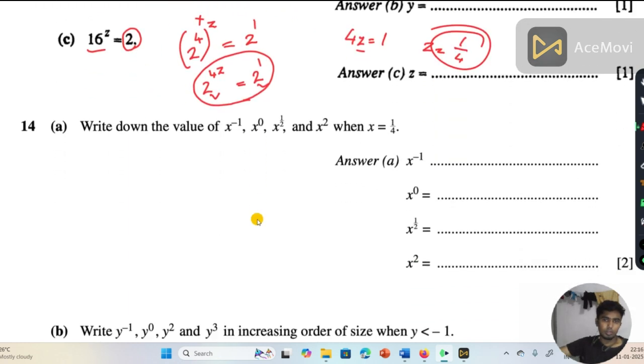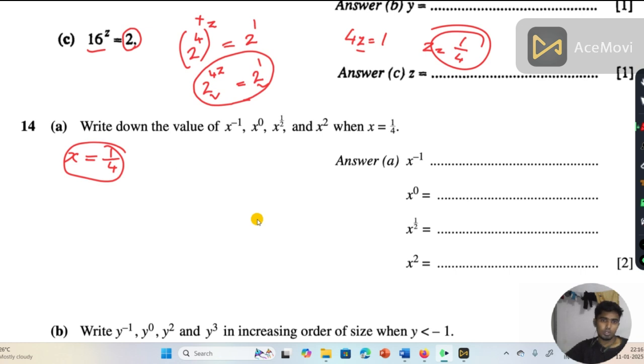Next question, the 14th question. Write down the value of x raised to minus 1, x raised to 0, x raised to 1 by 2 and x squared, when the x value is equal to 1 by 4. So here the x value is already given, that's 1 by 4. As per this x value we need to find the value of x raised to minus 1, x raised to 0, x raised to 1 by 2 and x squared.